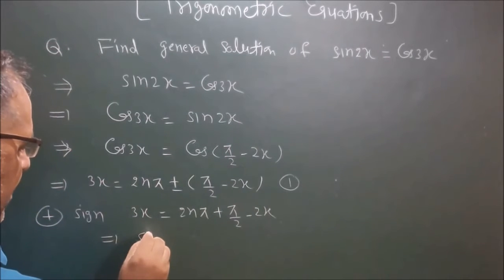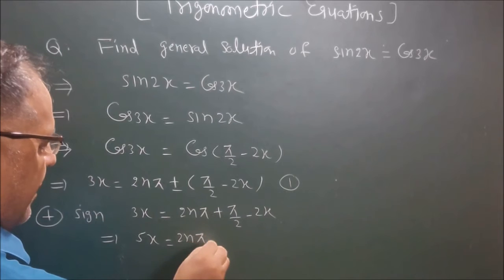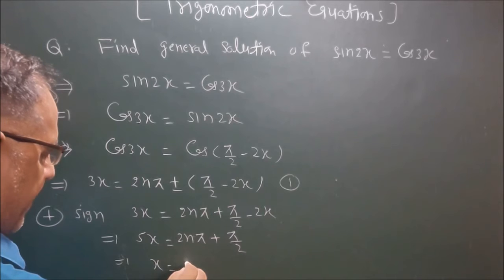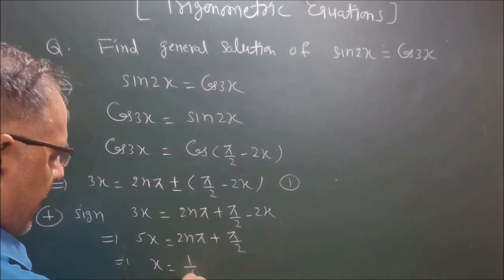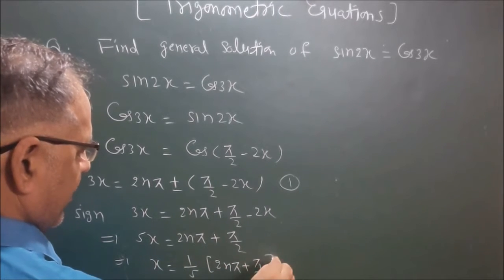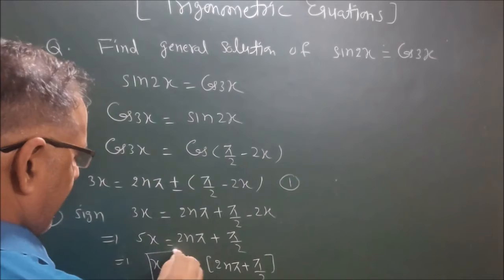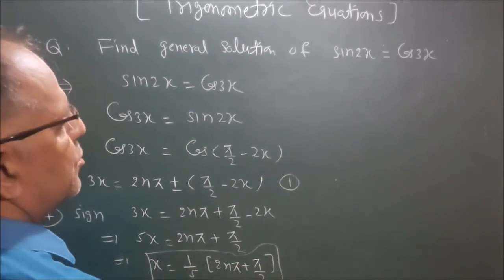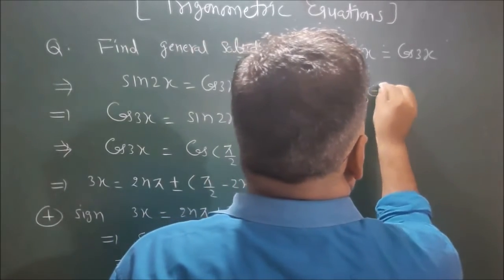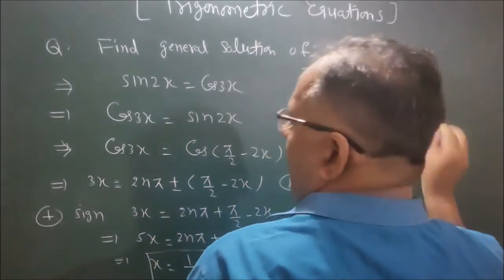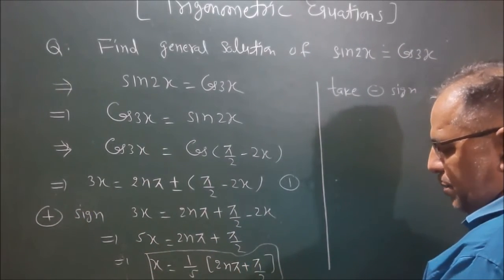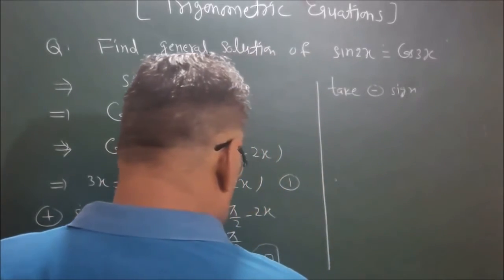After transfer, 5x equal to 2n pi plus pi upon 2, x equal to 1 upon 5 inside the bracket 2n pi plus pi upon 2. So this is the first general solution of this trigonometric equation. If we take negative sign... Here we take positive sign, so we have the general solution x equal to 1 upon 5 (2n pi plus pi by 2) for every n belongs to Z.